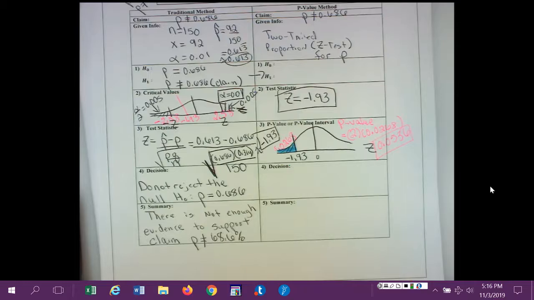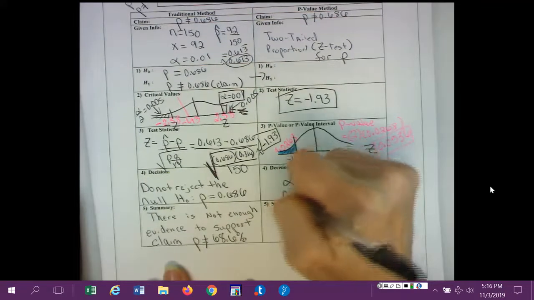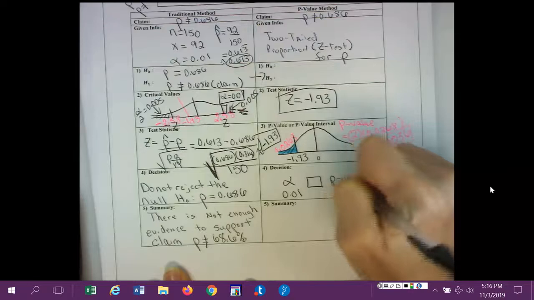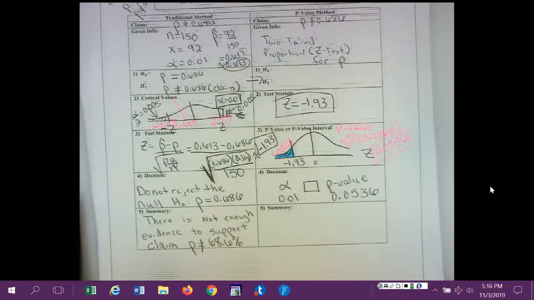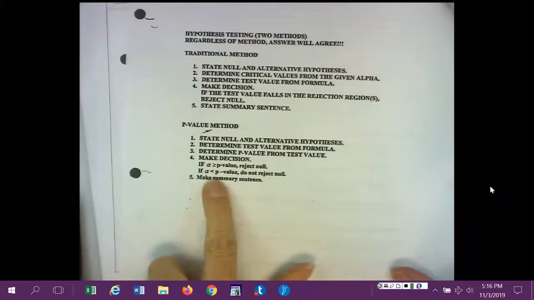Now, decision time. Alpha is given to be 0.01, and the p-value we just found is 0.0536. So you have two choices to put in the box, either less than or greater than or equal to. If alpha is less than, do not reject the null. If alpha is greater than or equal to, reject the null. So even though it's proportion testing, you still go here to make your decision. Greater than or equal to, less than, tells you your decision.